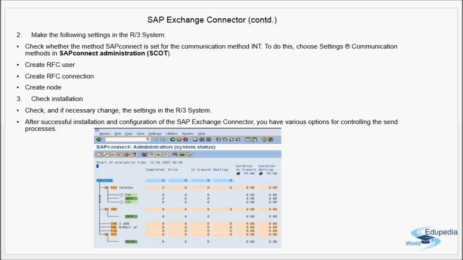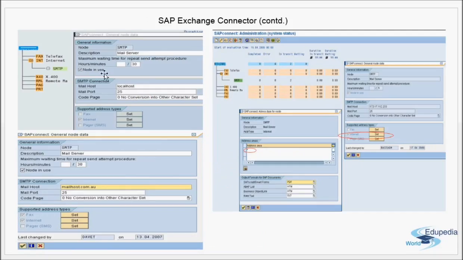Now coming to the SAP side, you have to run the transaction known as SCOT, which is the SAP Connect administration transaction. So here you create the different nodes for different types of communications like fax or internet or whatever it is. Okay, after you create the node, in the node you will give all the relevant information.